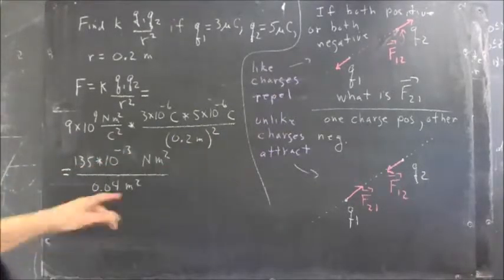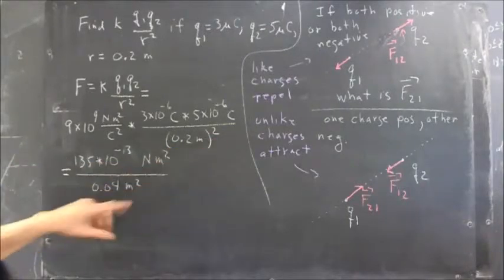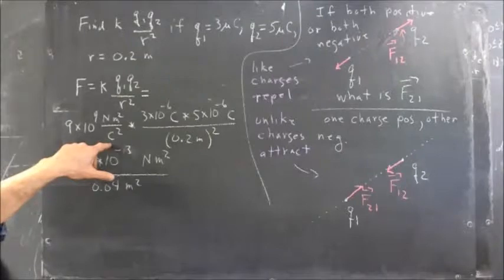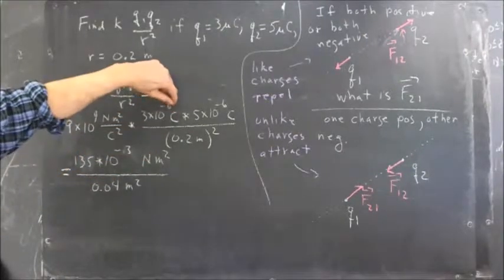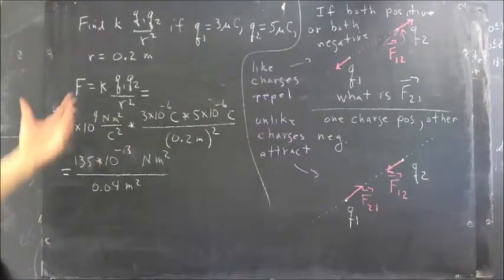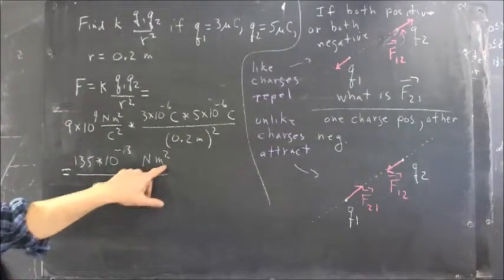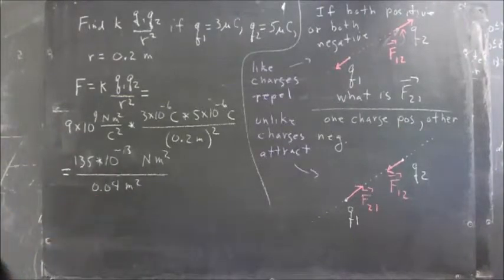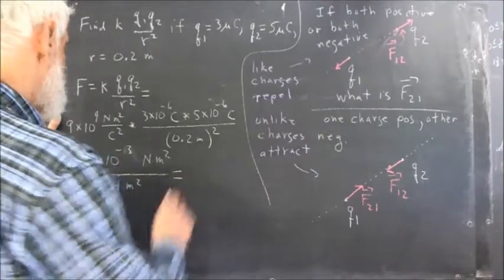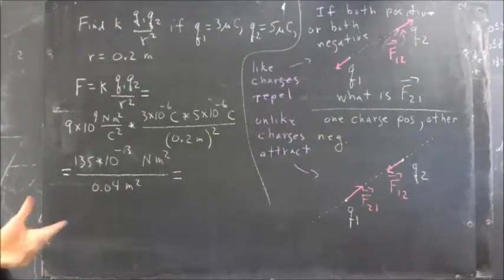0.2 meters. The square of 0.2 is 0.04. The square of a meter is a meter squared. We notice the coulomb squared in the denominator divides into the coulomb times the coulomb in the numerator, which is a coulomb squared, so the coulomb unit goes away. And we see that the meter squared unit is going to go away, leaving us newtons, which is exactly what we want. Now, dividing by 0.04 is the same as multiplying by 25.